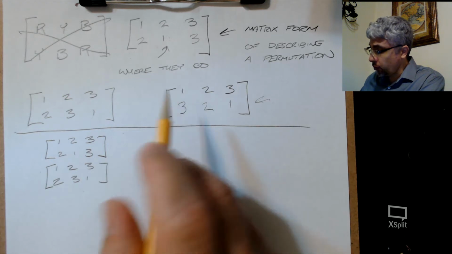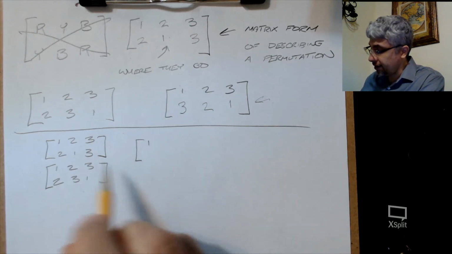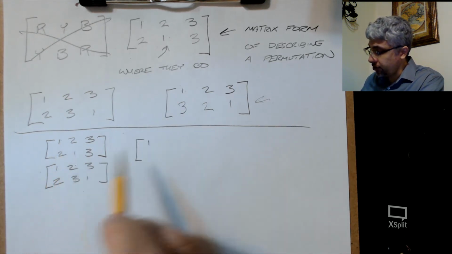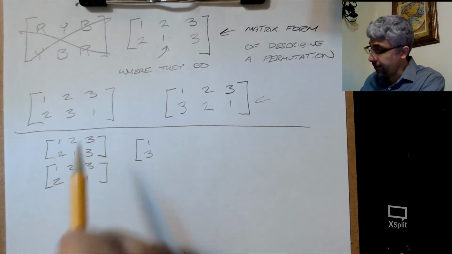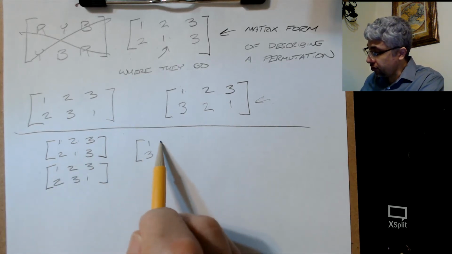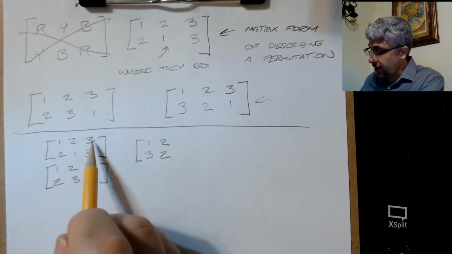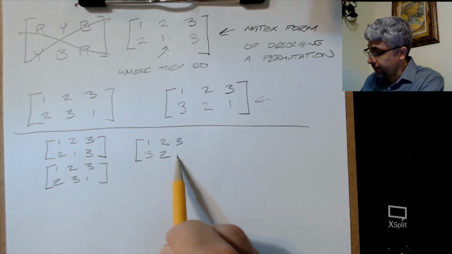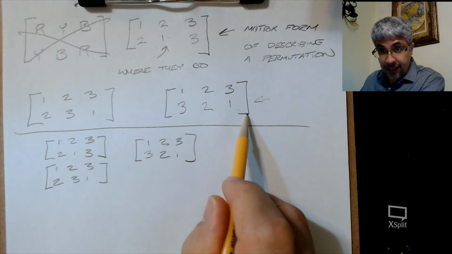Well, I wanted to know where 1 goes, so I make a new matrix here, and I say, hey, 1 goes to 2, but 2 goes to 3, so 1 goes to 3. 2 goes to 1, and 1 goes to 2, so 2 goes to 2, and 3 goes to 3, which goes to 1. So that's how I got this answer.